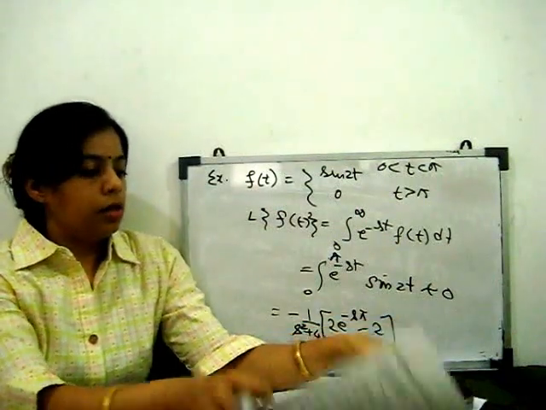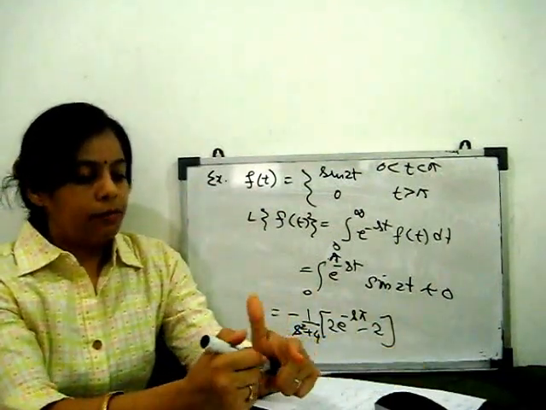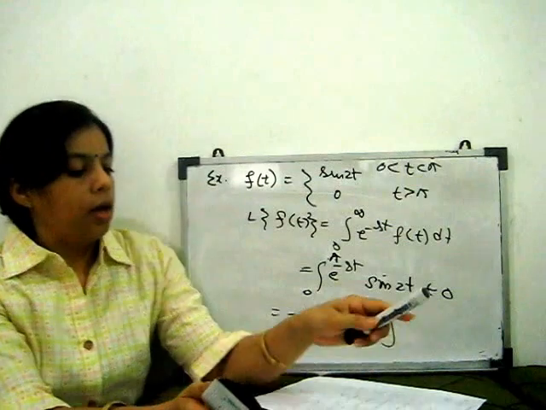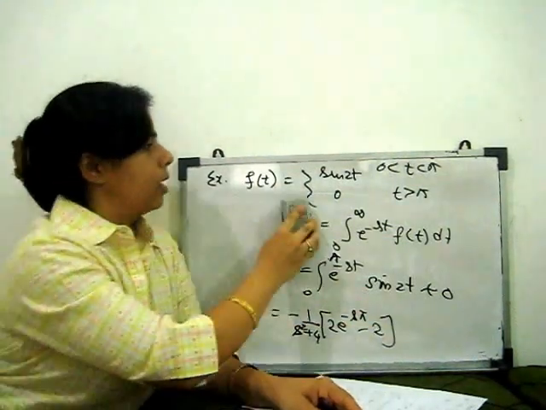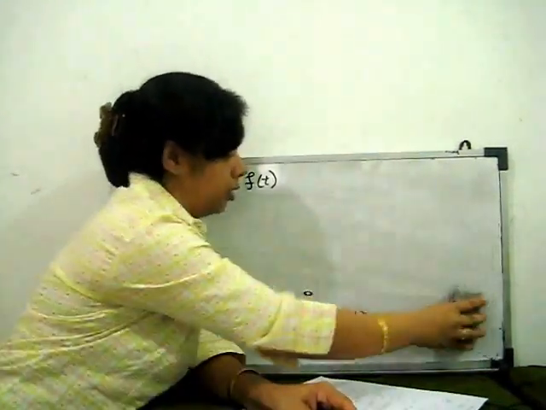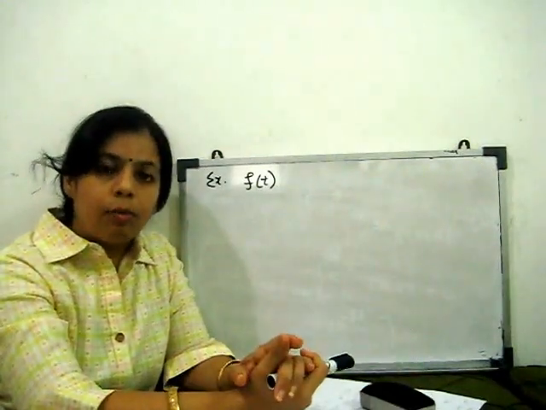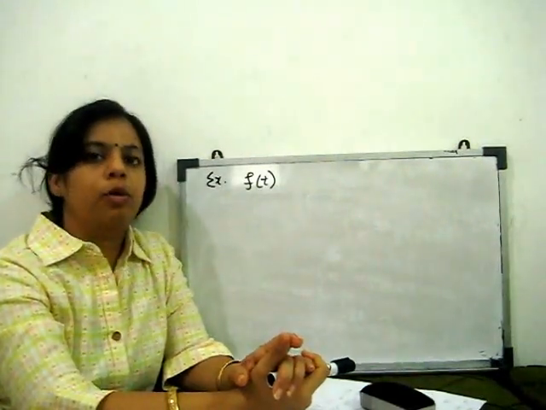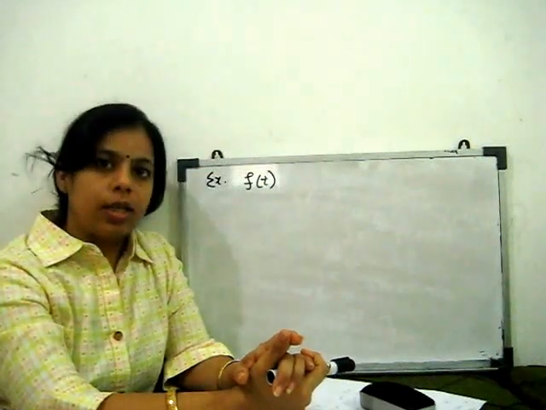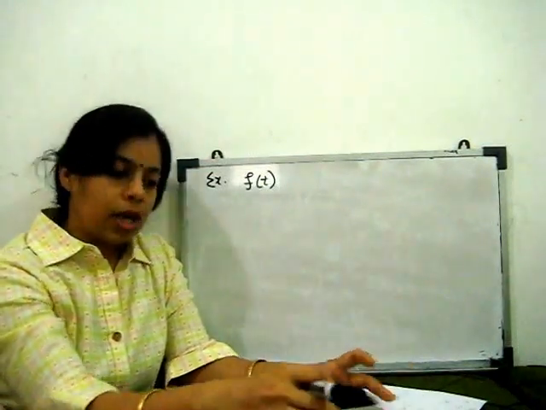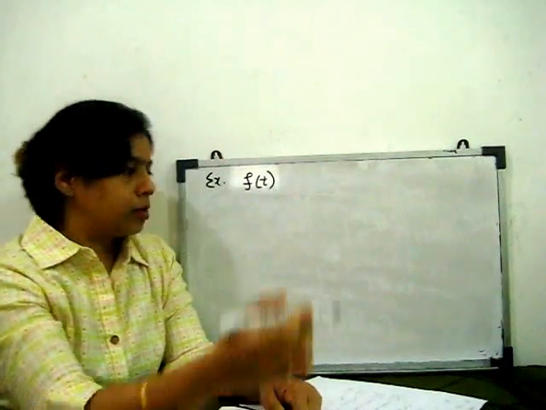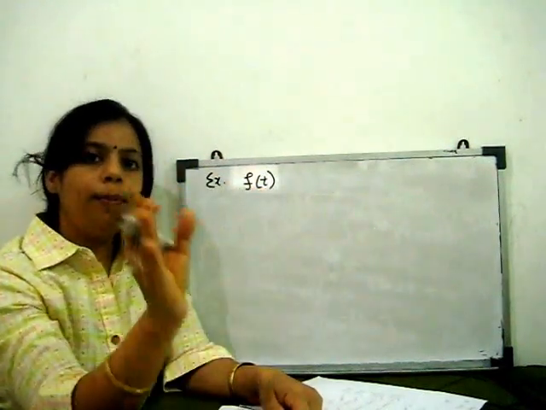Next, very simple. If you know all the formulas about the Laplace transform and go step by step, then you can easily solve. So you have to remember the Laplace transform of t to the power n, sin at, cos at, sinh at, cosh at. These are the basic transforms, along with all the properties.